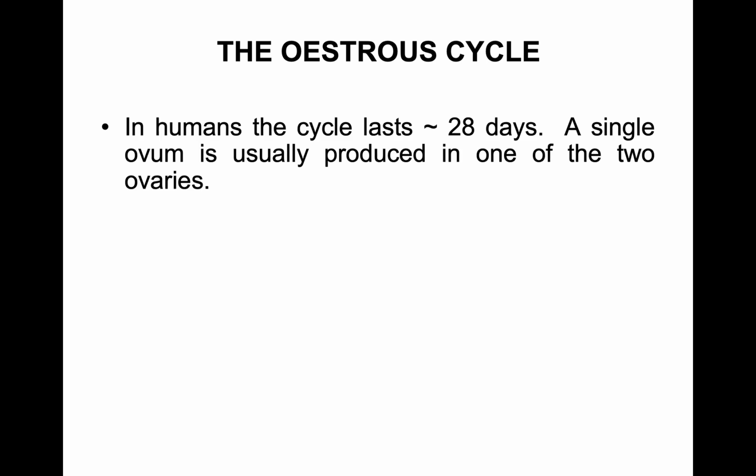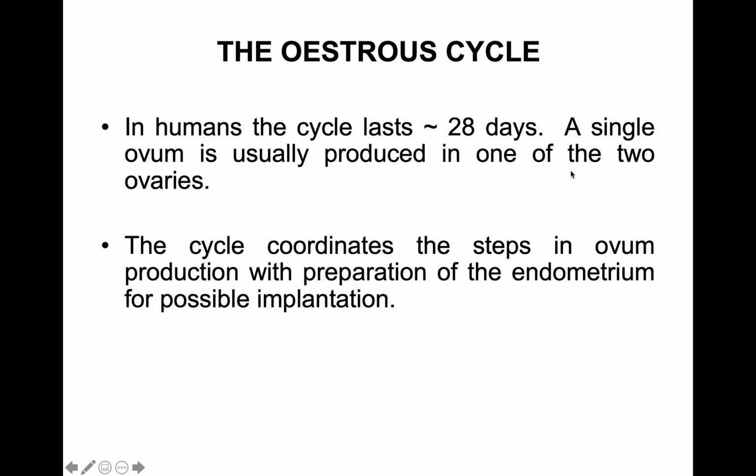Okay, next we will look at the oestrous cycle, so the control of ovulation. In humans, the cycle lasts around 28 days. Usually a single ovum is produced from one of the 2 ovaries. The cycle is responsible for coordinating the steps in the ovum production and preparing the endometrium. The endometrium, the lining of the uterus, is necessary in case that secondary oocyte fuses with the nucleus from the sperm to produce a zygote.